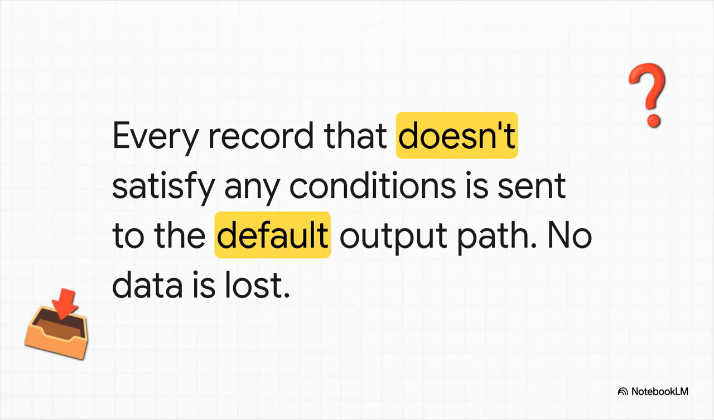This is where the default output comes in, and honestly, it's a lifesaver. Any record that goes through all of your conditions and never gets a true is automatically funneled down this special default path. This is your safety net. It guarantees that no data just disappears into thin air. It has to go somewhere.